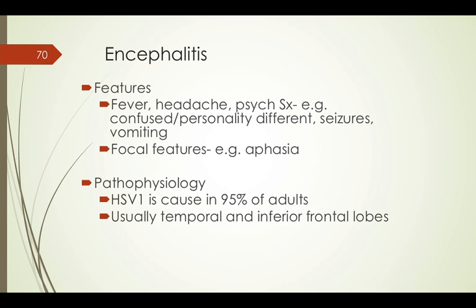So encephalitis now. Encephalitis features include fever and headache, so in that sense it's very similar to meningitis. However, they tend to have personality changes and seizures, which are actually more specific for encephalitis. They may also have vomiting and other focal features such as aphasia. Herpes simplex virus tends to be the major cause in adults, and tends to affect the temporal as well as the inferior frontal lobes.